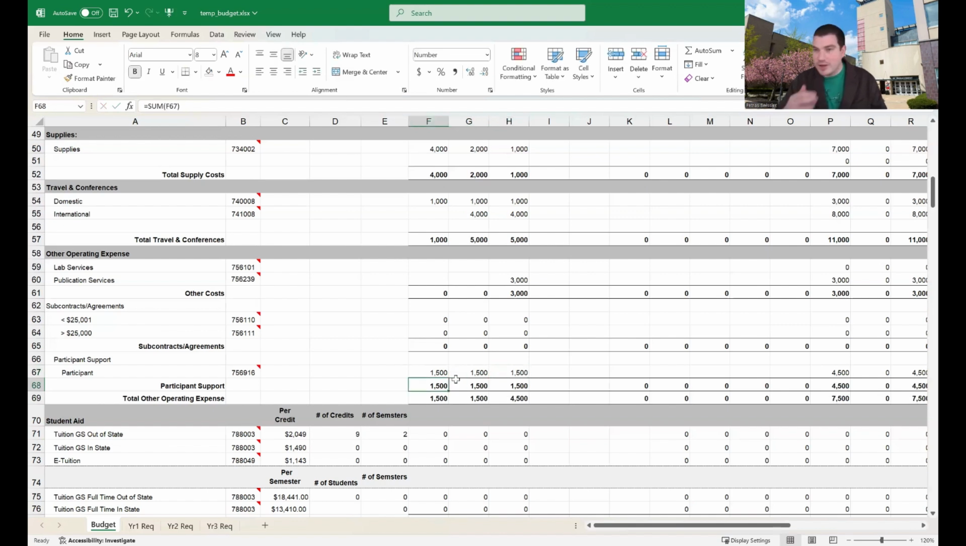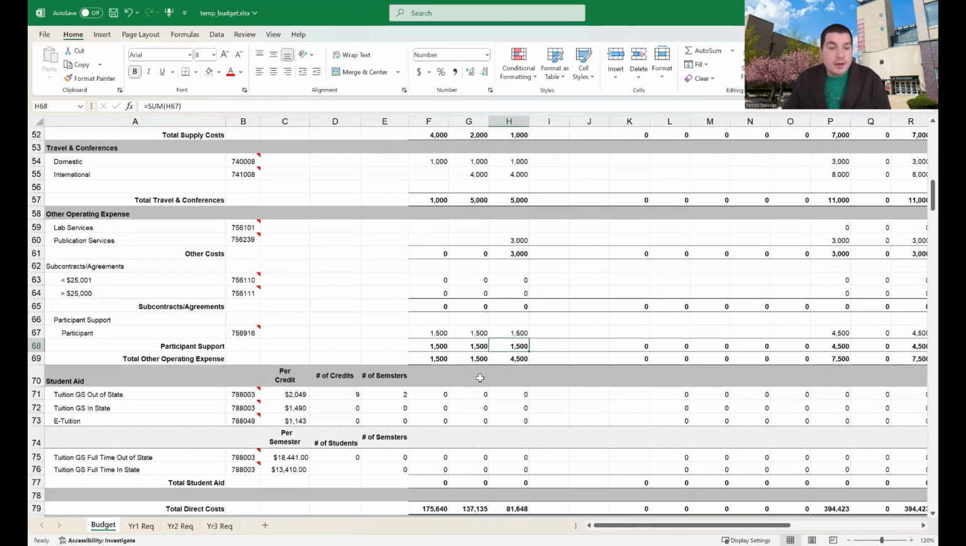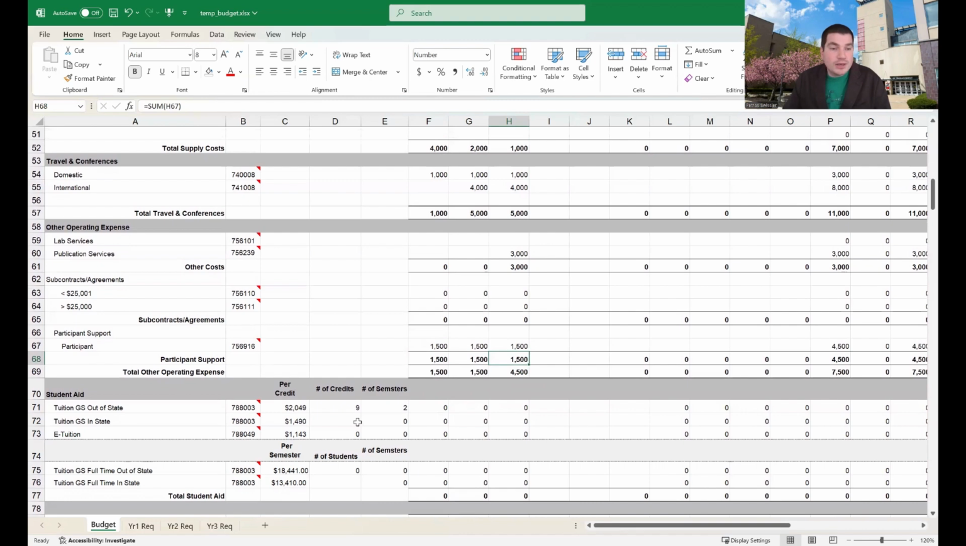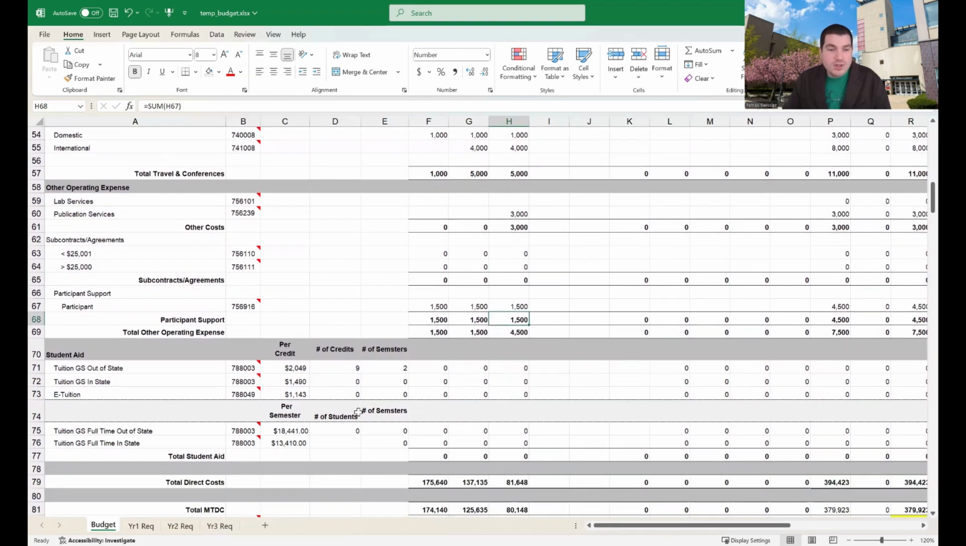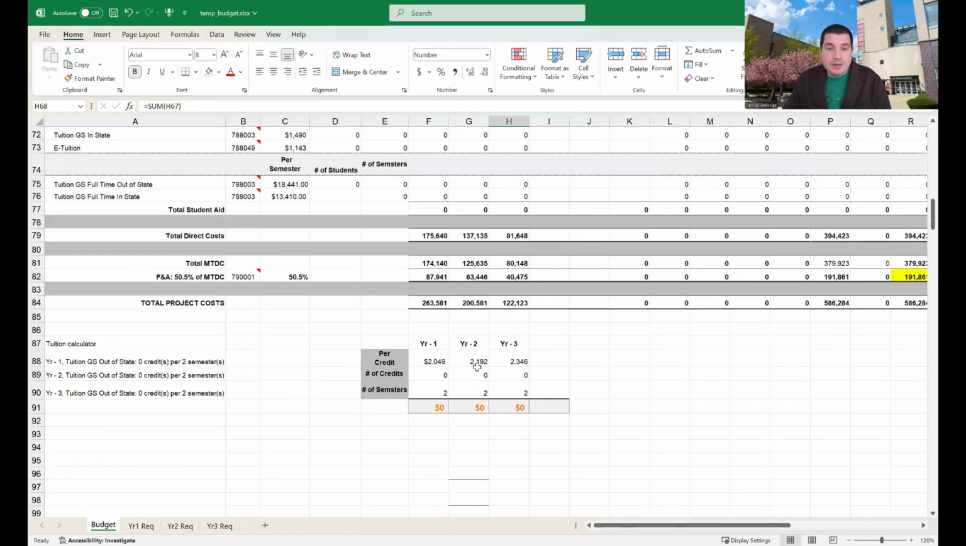Right, so I'm running the summer camp for 3 years, 1,500, covers 5 students. So have that. Now we get to student aid. So student aid is going to essentially be tuition. And this is something that, again, I don't have any control over.